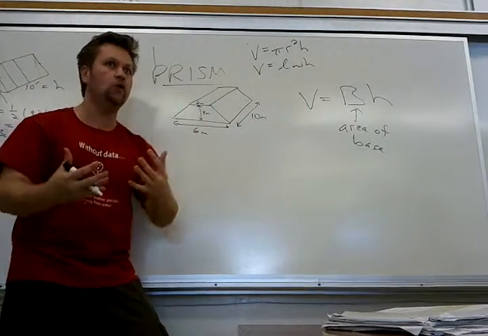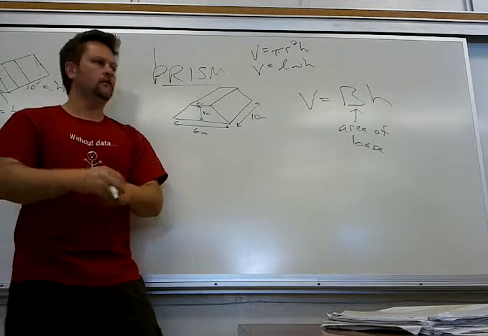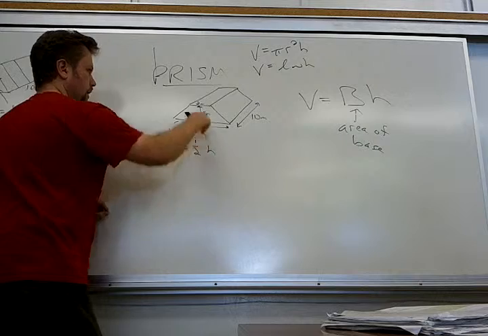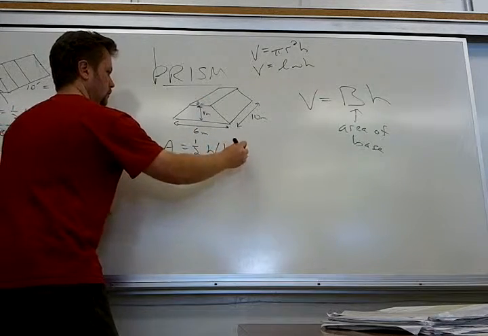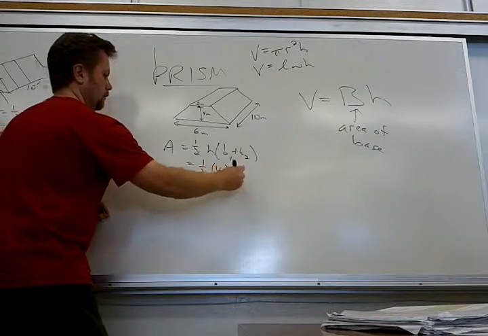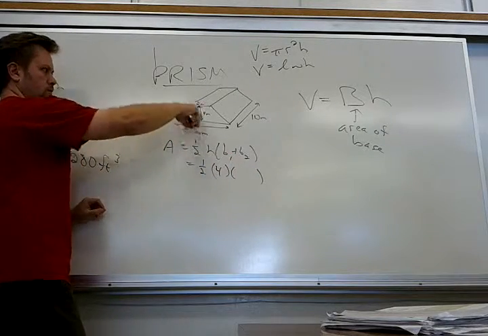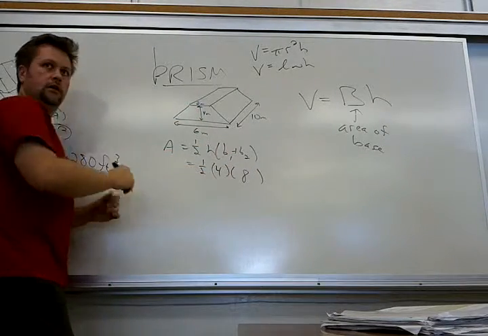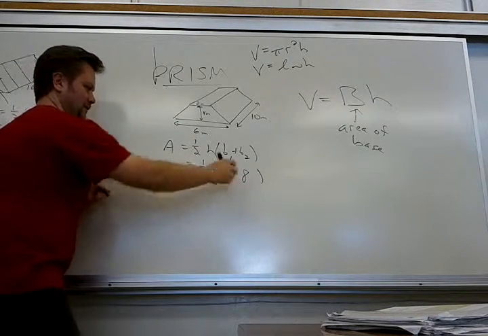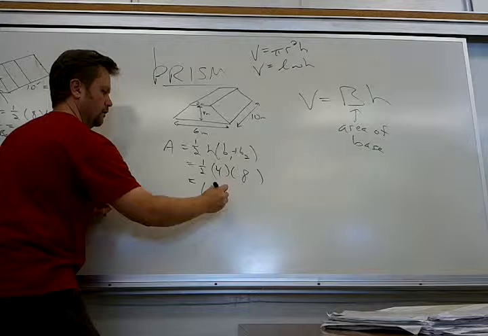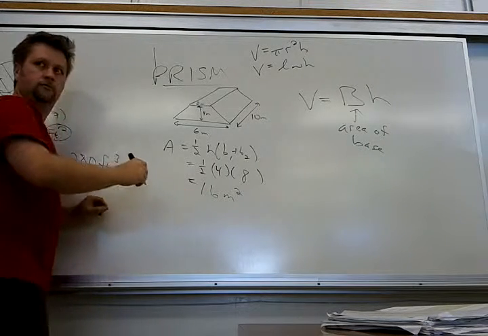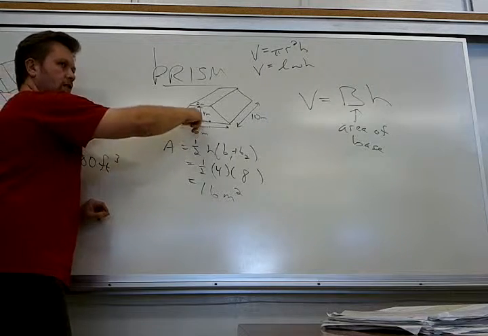I need to end up with cubic units, right? So what would the area of the base be here? It'd be 1/2 times the height of it. So it'd be 1/2 times the height is 4. What's B1 plus B2? 2 plus 6. 2 plus 6, so 8. How are we doing so far? 16. 16 what? Meters squared. So that's the area of that trapezoid.